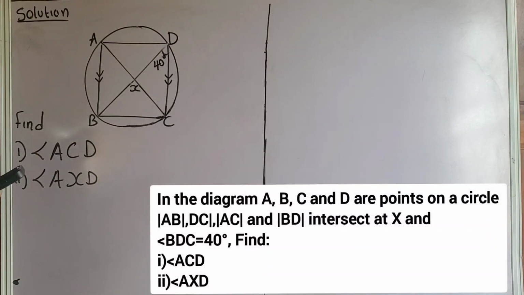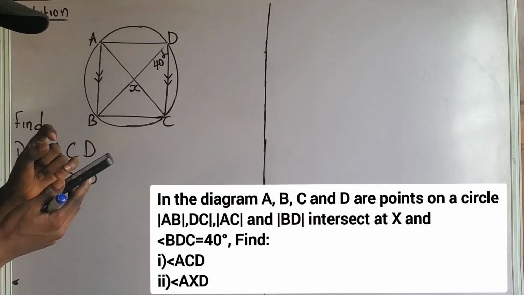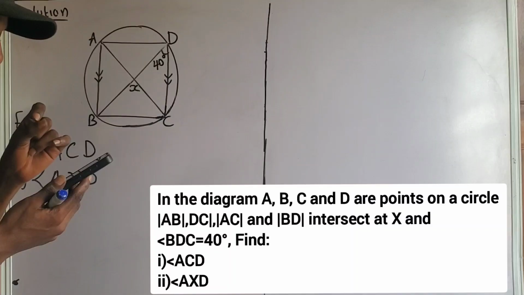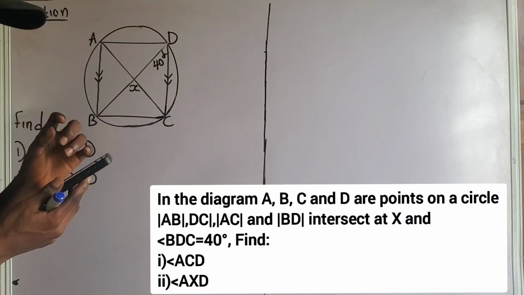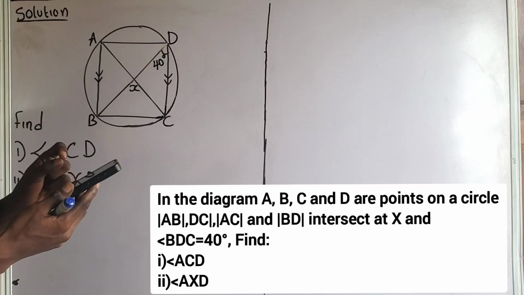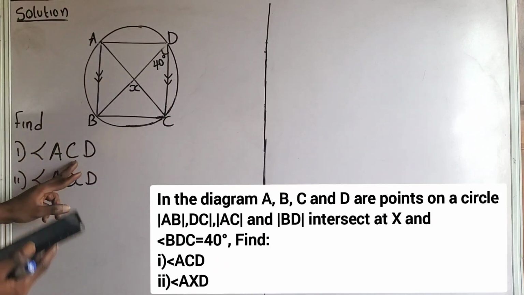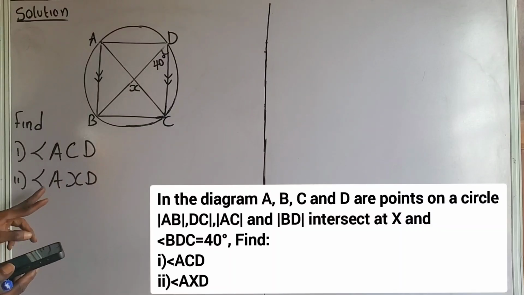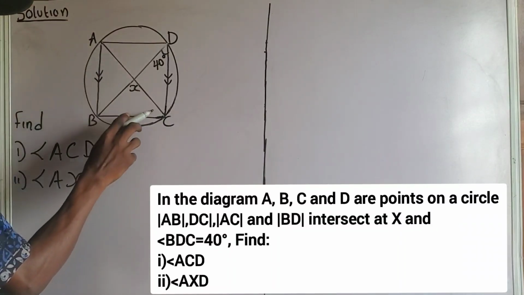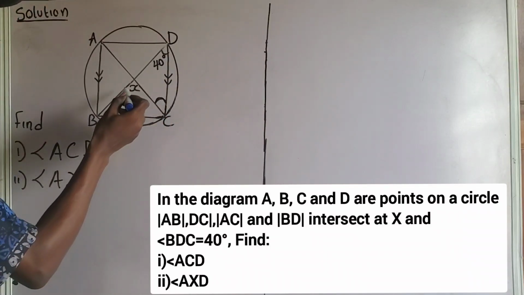In the diagram, A, B, C, and D are points on a circle. Line AB, line BC, line AC, and line BD intersect at X. Angle BDC equals 40 degrees. Find angle ACD and angle AXD. Okay, we are looking for angle ACD, this angle. We are looking for this angle, and we are also looking for this angle.